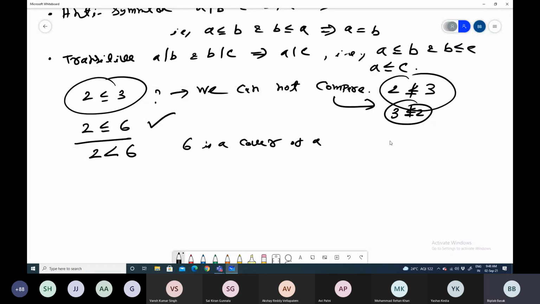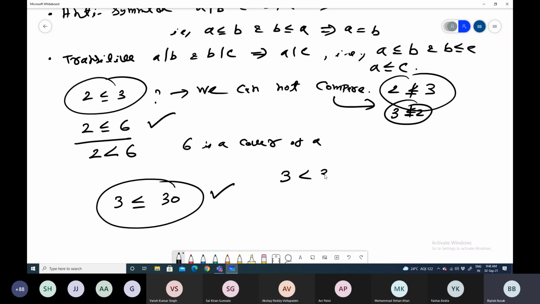Now what about 3 and 30? Is it true that 3 is less than or equal to 30? Yes. That means 3 is strictly less than 30 as well. Now can we say that 30 is a cover of 3? No, because we have 6 in between, and we have 15 also.